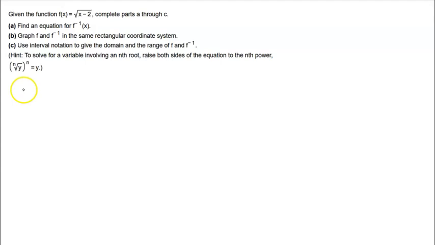First part, we've got f of x equals the square root of x minus 2. All right, let's take a look at that. That's y is equal to the square root of x minus 2. And you know what? Since we have to graph and we have to find the domain and range, let's just graph that very quickly. That's going to help us think through this process.